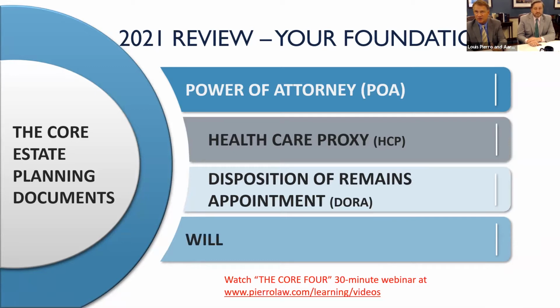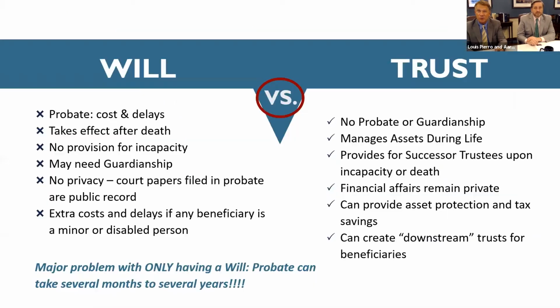When kids go to college, we give them a power of attorney and a healthcare proxy so that parents can deal with those issues. So we do have a 30-minute webinar that we did last month on the core four. So we're not going to talk much more about that. But Aaron, you do a lot of probate work. You do a lot of contests. Talk about the difference between a will and a trust from an administrative perspective.